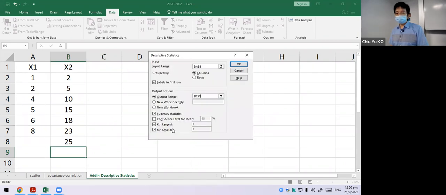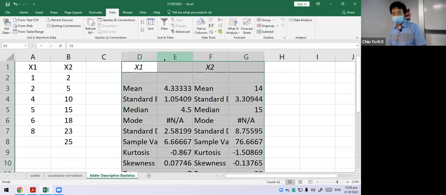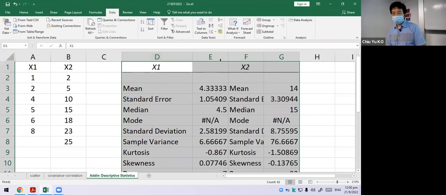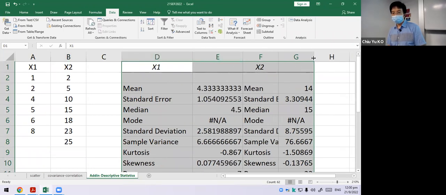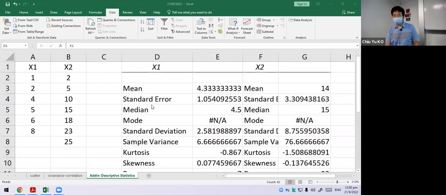You can have that because you may want to calculate range. In that case, you want to have that. Then click OK. Once you click OK, then actually you output what we want. As you can see, you have the mean, you have SD.